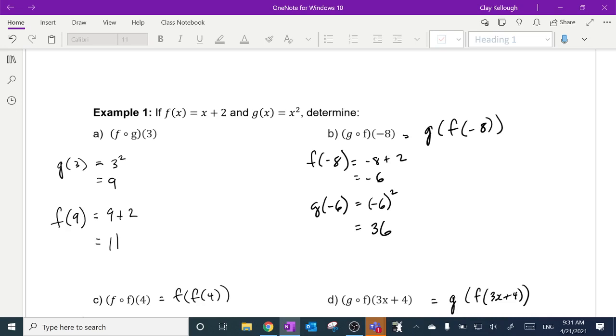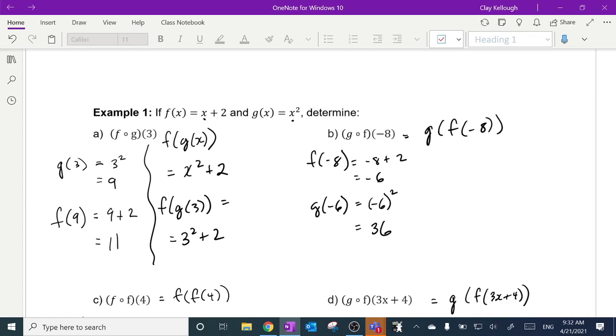So in other words, why don't I just come up with what f of g of x would look like algebraically? Plug g of x into f of x: replace this x with x squared, and it would be x squared plus 2. So if I want f of g of 3, I just plug a 3 in there, and I get 3 squared plus 2. 9 plus 2 is 11.